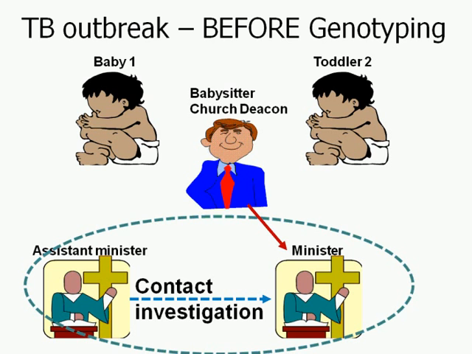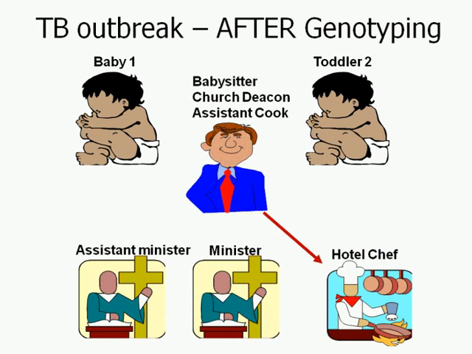So can we go to the next slide? After genotyping, it turned out that there was another case who had the same genotype. And that case was a hotel chef. And investigation of that hotel chef revealed that our babysitter was also an assistant cook.